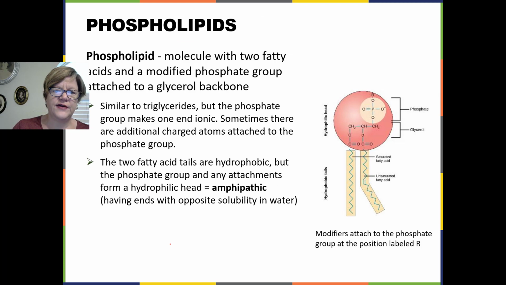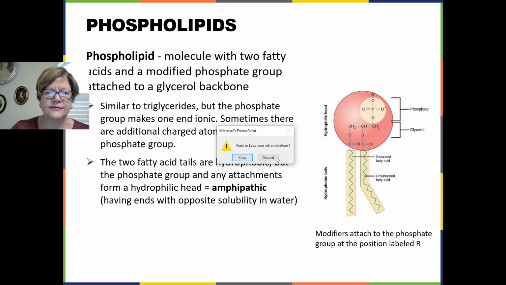And the unsaturated fats are considered healthier because they don't pack together as much and cause blockages in your blood vessels. Okay, so you're going to need to be able to identify. Let me take a break from the lecture just for a moment.